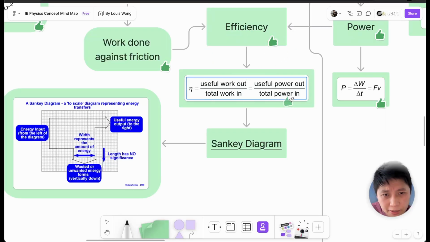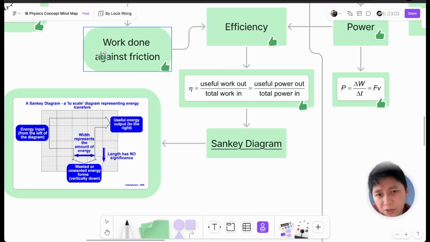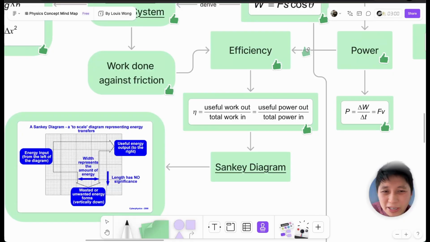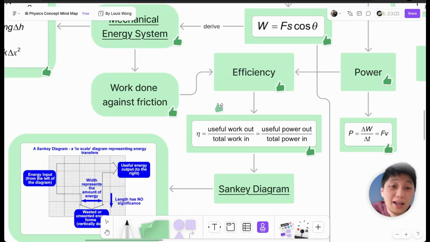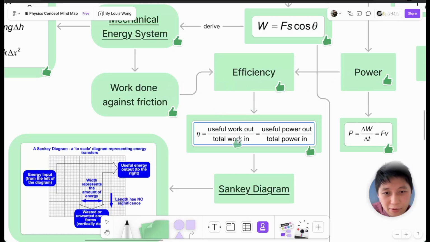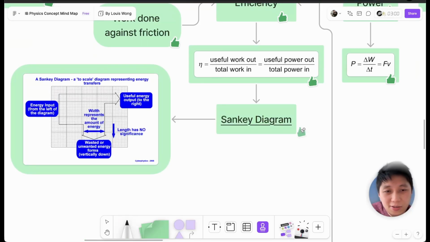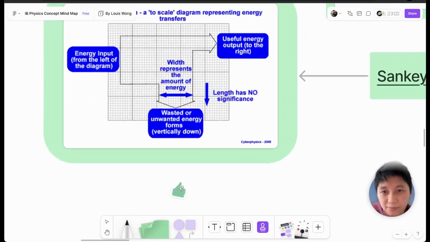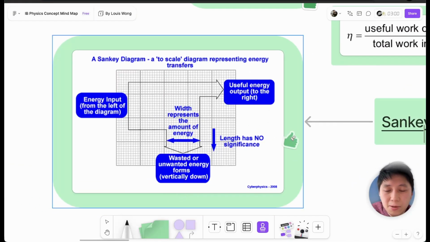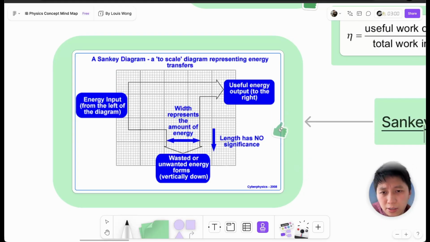Efficiency, there's an equation. You can use either energy or power ratio, the useful one divided by the total one to calculate, it's a dimensionless quantity, so that's why I have the two arrows here, which lead us to the Sankey diagram. A Sankey diagram again should be quite straightforward to IB students. The main thing is you have to pay attention to the scale. The energy that's going forward is useful, the one that's going down is wasted.